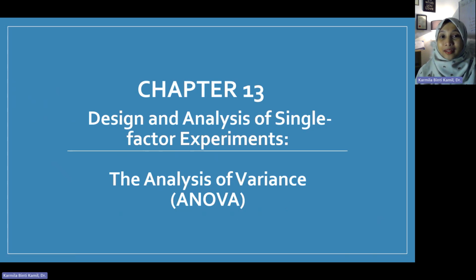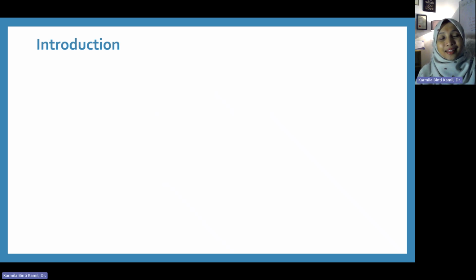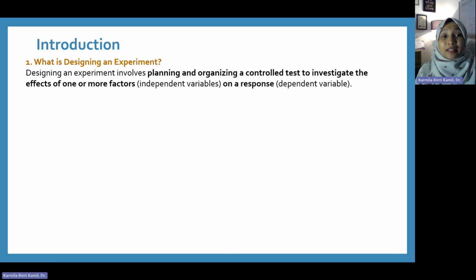It is used to do analysis of single factor experiments. Okay, before we learn how to use ANOVA to do analysis, let's recap, let's have an overview of what is actually designing an experiment. Designing an experiment involves planning, organizing a controlled test to investigate the effect of one or more factors on a response.